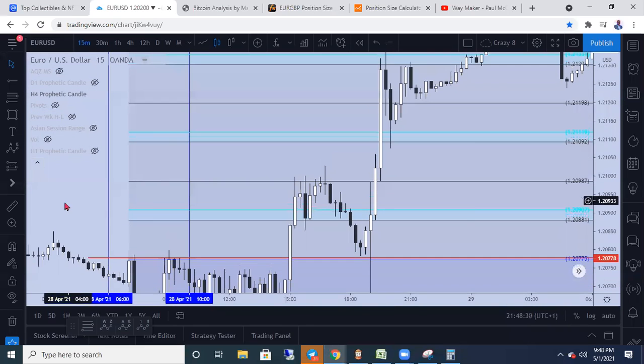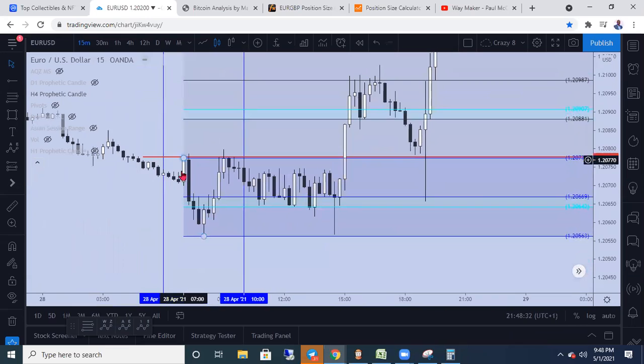Which candle is our beat the bank? This bullish candle responsible for this low is our BTB. This is our beat the bank candle. When price breaks above the beat the bank candle, everywhere here is our buy zone.